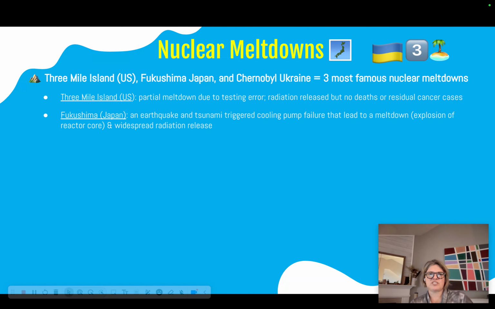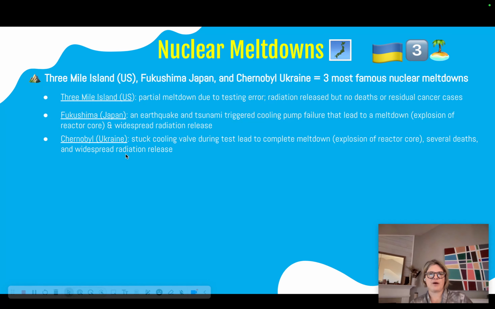And then Fukushima, Japan had an earthquake and a tsunami that triggered one of the cooling pumps to fail, and so, because the core then got too hot, it led to a meltdown, which was an explosion basically of the reactor core where those control rods are stored. And there was widespread radiation release in Japan. And so, that was a real problem.